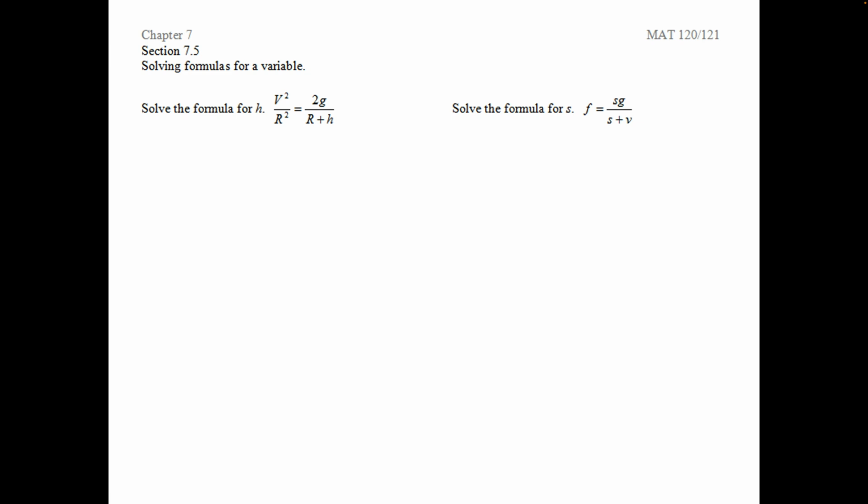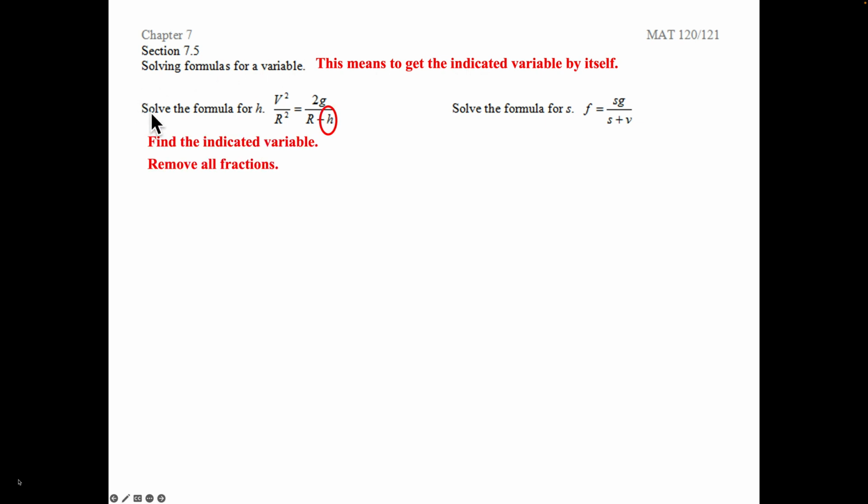Formulas for an indicated variable. All right, so all this means is you've got to get the indicated variable by itself. So my first example says solve the formula for h. I find my indicated variable, it's right here. I need to get this h by itself.